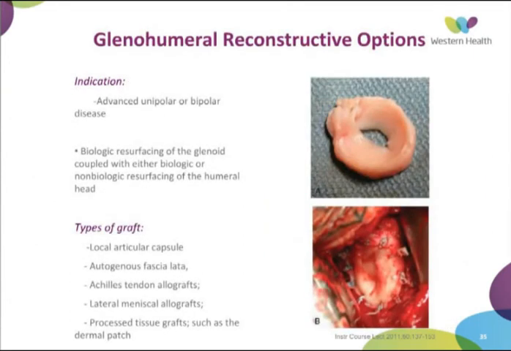Another option is the glenohumeral reconstructive options that, as mentioned before, can be used with hemiarthroplasty of the humeral head. It can be used in advanced disease, on either the humerus or the glenoid or both of them. As mentioned before, different grafts can be used. You can use a local articular capsule. You can use autogenous fascia lata, Achilles tendon, and the lateral meniscus is one that can be used.